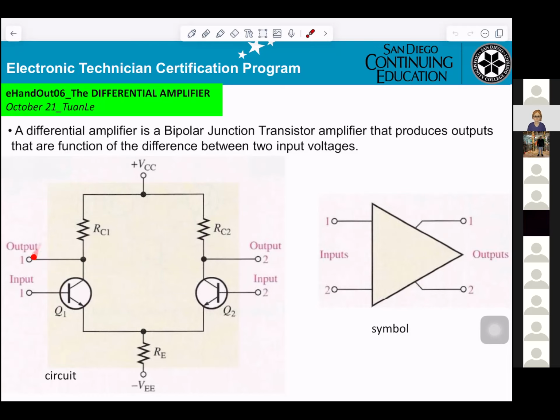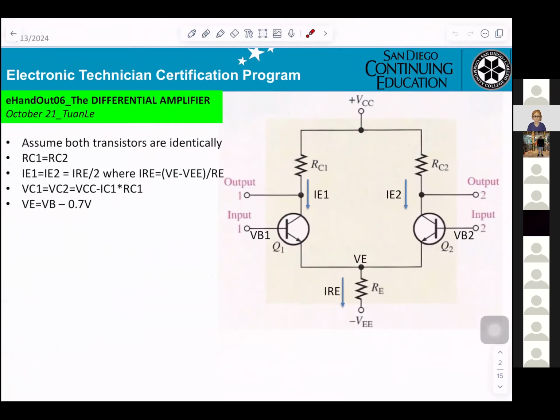So this is the built-in differential amplifier. You get Q1 and Q2. They make a connection this way. So this is the inside of this symbol here. This is the differential amplifier. They get input 1, input 2, and they get output 1, output 2. That is the name, differential amplifier.